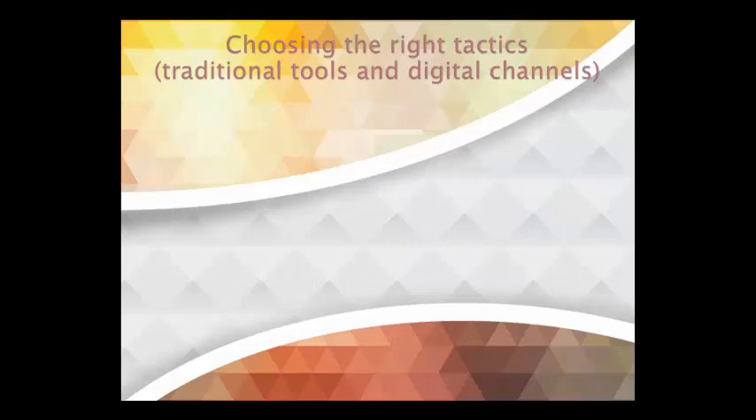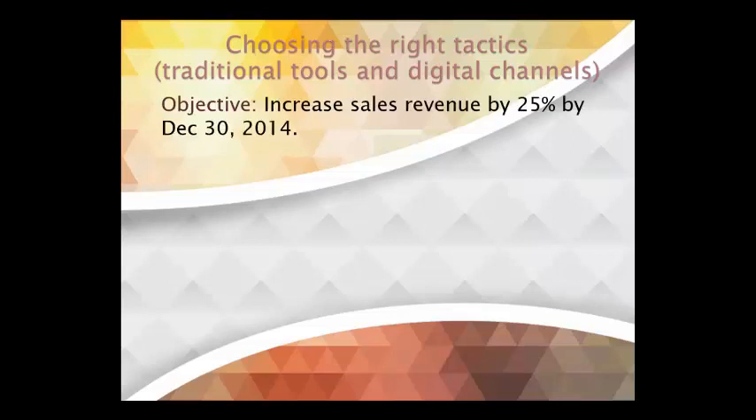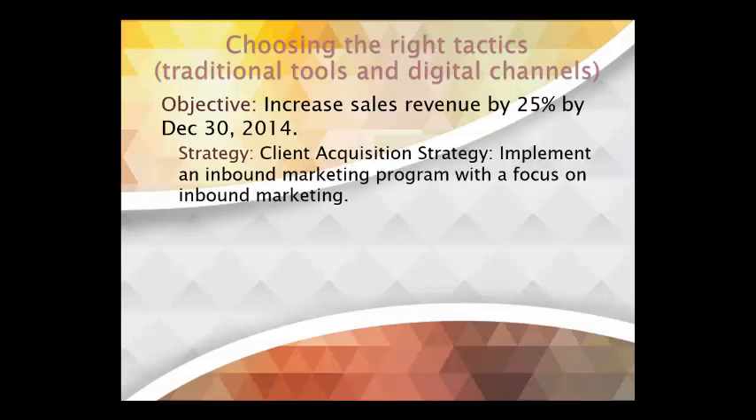So let's take a look at the tactics we chose. We'll look at traditional tools, which are things that you'll do offline. Maybe you'll hold an event or place an ad in the paper. And then we'll look at digital channels, which is everything we'll do online, taking advantage of the power of the internet. So we have our objective of increasing sales revenue. And we have our first strategy, which is client acquisition. We want to implement an inbound marketing program with a focus on inbound marketing.